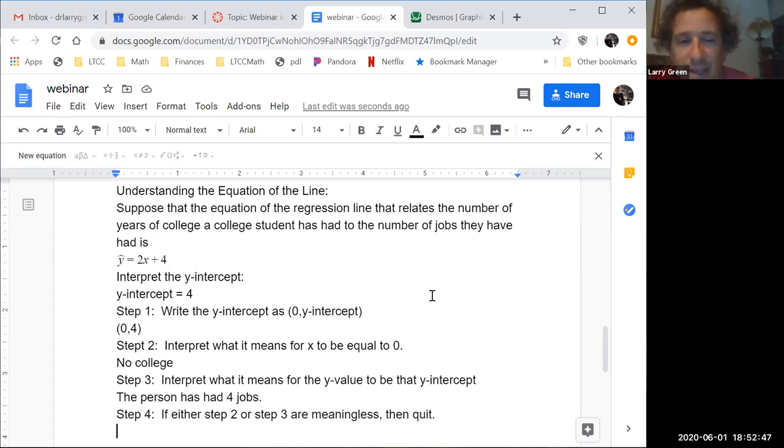So what do you think? Why would that be meaningless? Yeah, you can't have negative jobs. It can't happen. Does that make sense? So that would be meaningless.